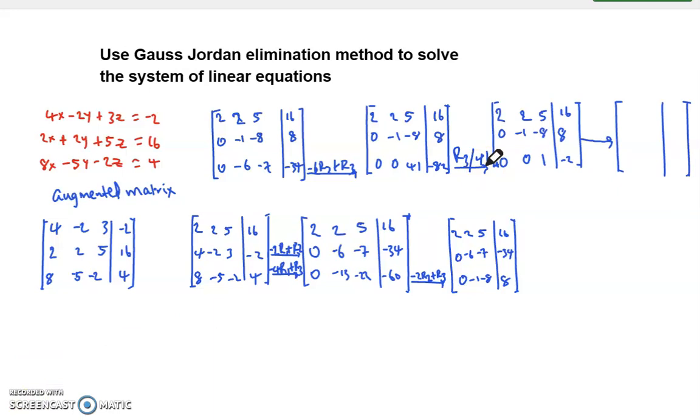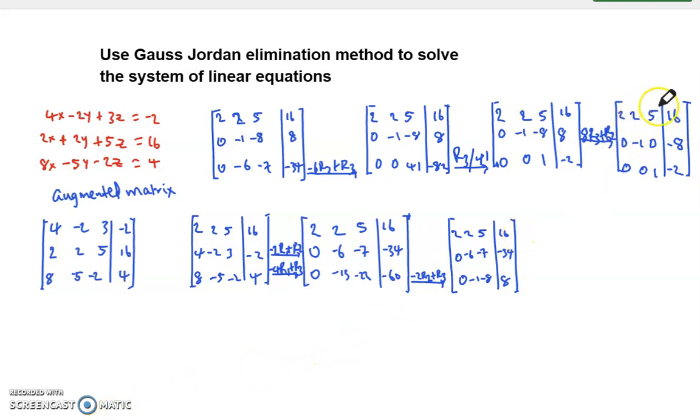Our next target will be to reduce -8 to 0. To do that, we can use 8 row 3 plus row 2. This will certainly be 0, because 8 row 3 is 8 times 1, which is positive 8, minus 8 will be 0. So let's have that down. This is why we say that Gauss Jordan elimination is more tricky. You have a lot of operations to work on.